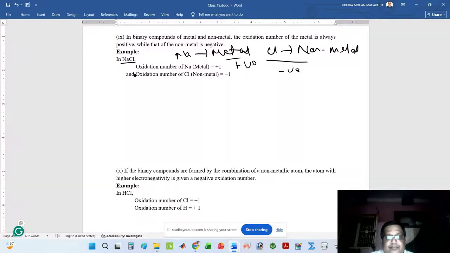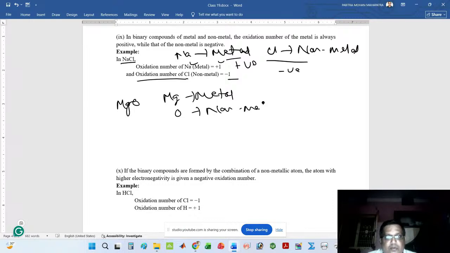Look at that. The oxidation number of sodium in NaCl is positive, plus 1. The oxidation number of Cl, which is the non-metal, is negative. If you think about another example, suppose magnesium oxide. Here magnesium is the metal, oxygen is the non-metal. What may be the oxidation number of magnesium? It must carry a positive oxidation state, and the oxygen atom is the non-metal, so it carries negative. Already we know that Mg carries plus 2 oxidation number, oxygen carries minus 2.